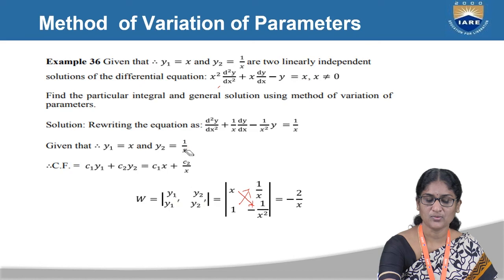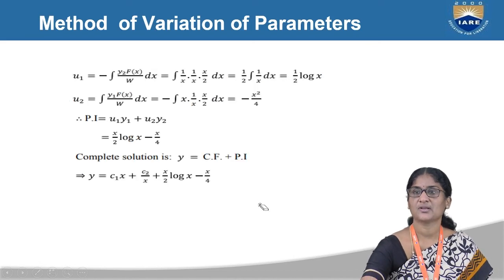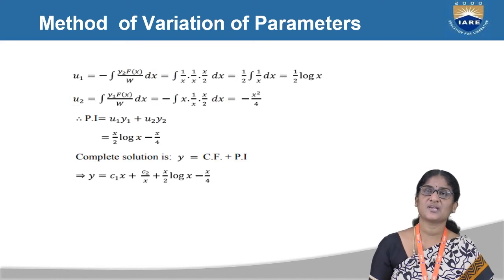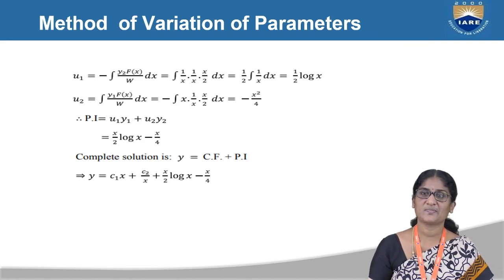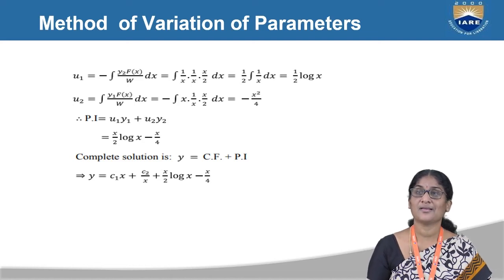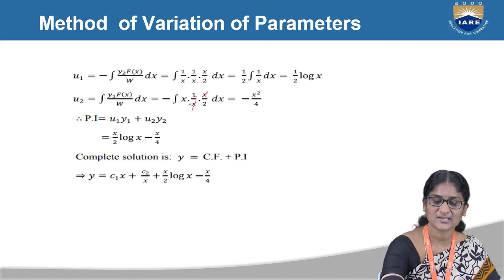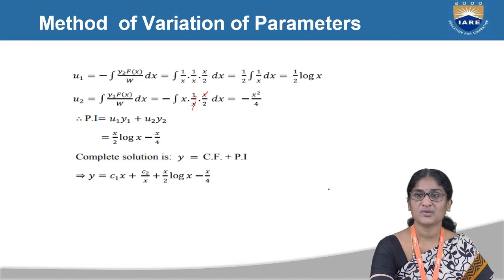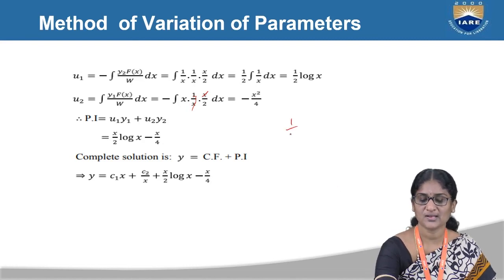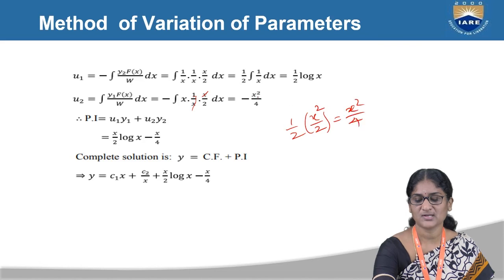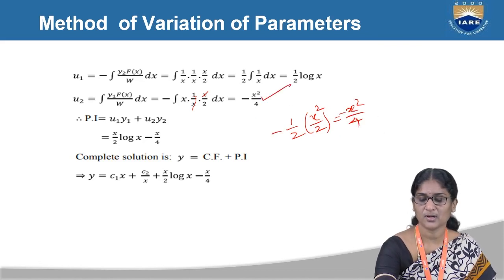Now I'll find the particular integral using this Wronskian, that is u1 and u2, with the same standard formulas. u1 is minus integral of y2 into f of x by w into dx, where y2 is 1 by x and f of x is 1 by x, so we get x by 2. The integral is very simple, the integral of 1 by x, which is equal to log x. And u2 is integral of y1 into f of x by w into dx, which is equal to minus integral of x into 1 by x into x square by 2. The x's get cancelled, 1 by 2 is taken common, and the integral of x is x square by 2. So we get 1 by 2 into x square by 2, which is equal to x square by 4. That's the value I got here. Of course, a minus sign is followed.